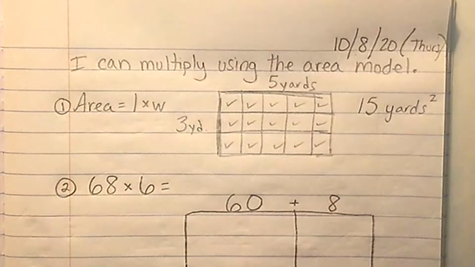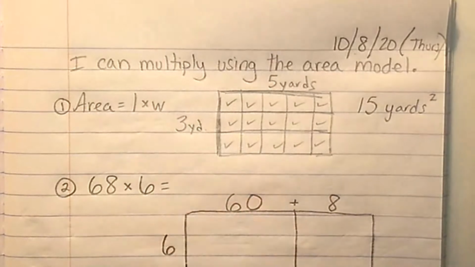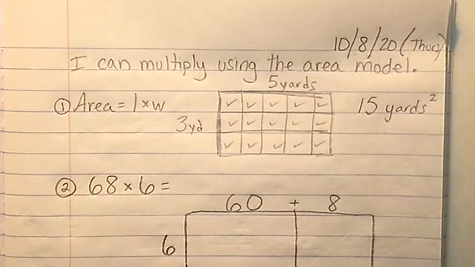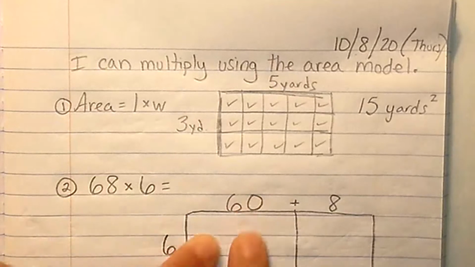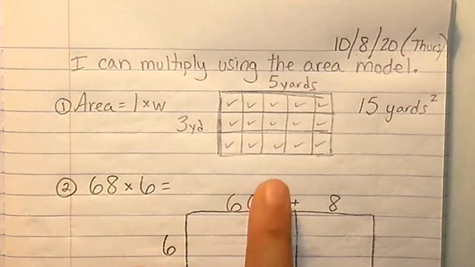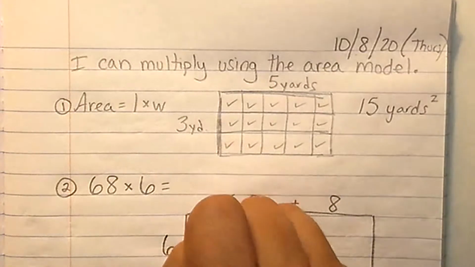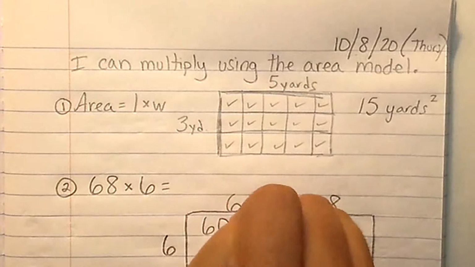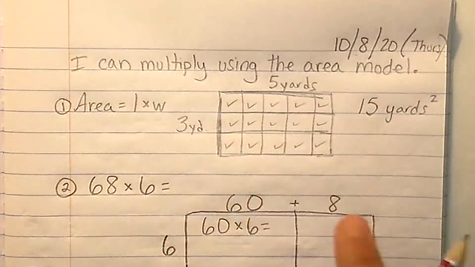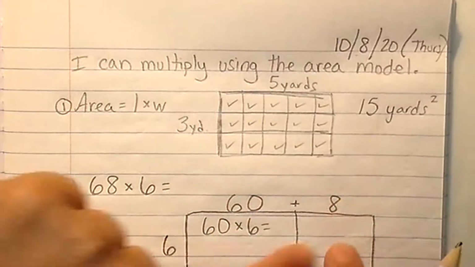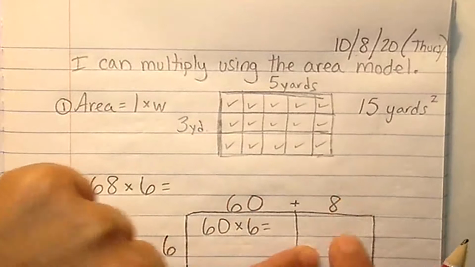I'm going to do 68 times 6. So 6 is going to come on this side. Now watch what I'm going to do. In this box right here, I'm going to multiply these 2 together. And we practiced some numbers like this in a sprint earlier, so I bet you can do this. 60 times 6 goes in this box. Which 2 numbers do you think goes in this box?